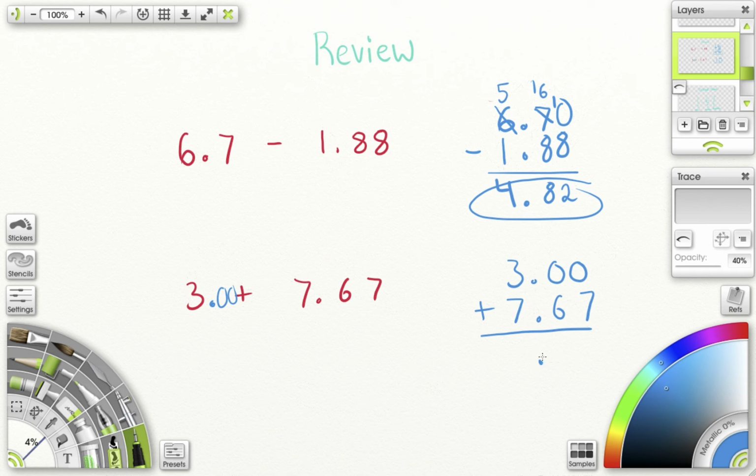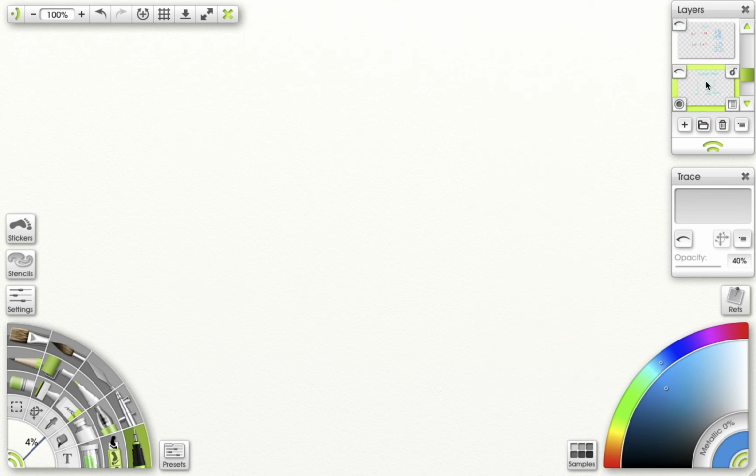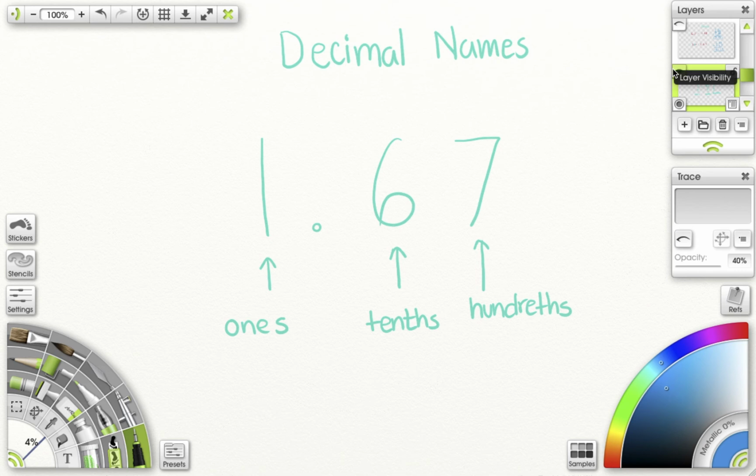All right, my decimals are lined up. I put 1 down here ahead of time, so I don't have to worry about it. Now I do 0 plus 7, that equals 7. 0 plus 6, that equals 6. 3 plus 7, that equals 10. My final answer is 10.67. Okay? So you guys did an absolutely awesome job with that. I was looking at the work that was handed in, and you guys are absolutely rocking it, doing an amazing job with decimals. All right, today we are going into the proper names of decimals.